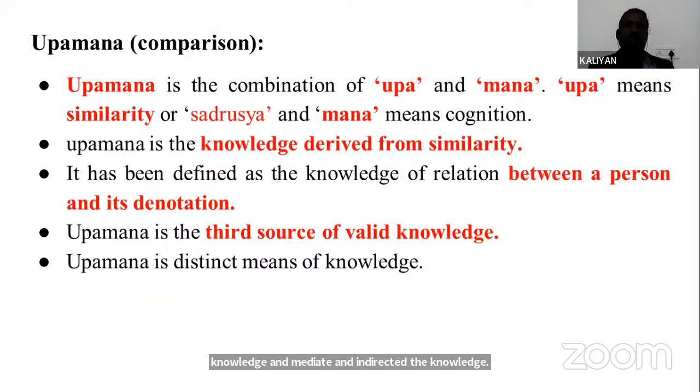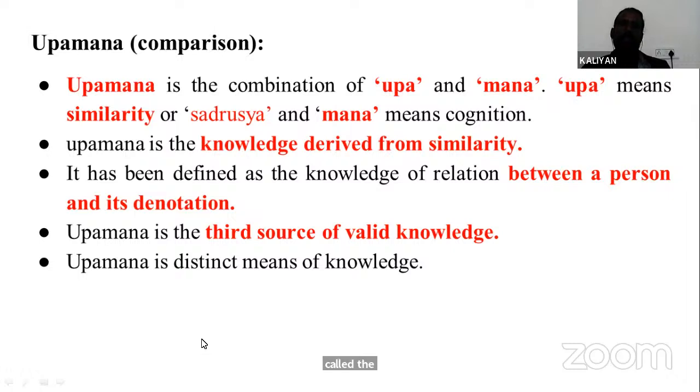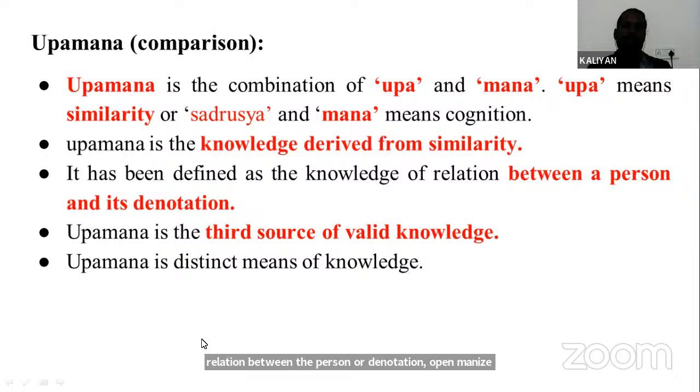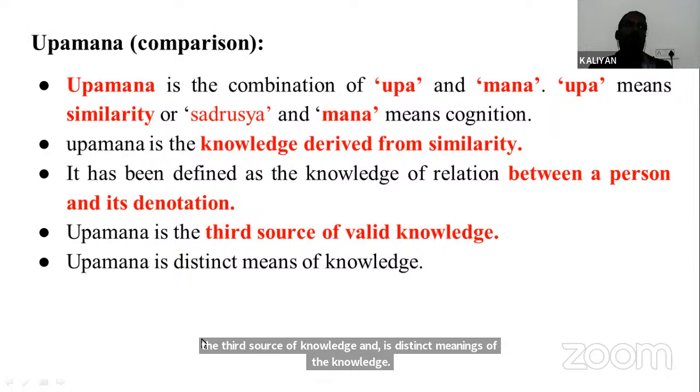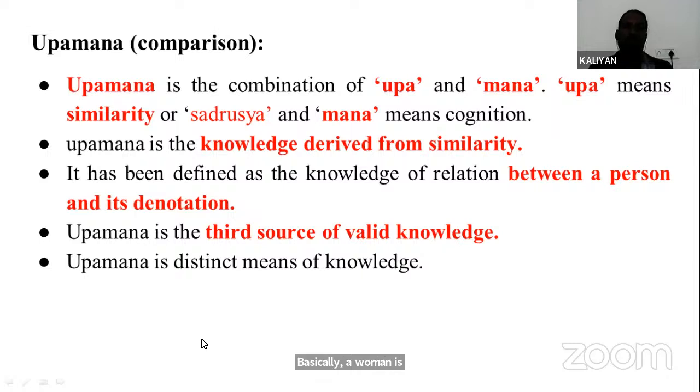Upamana means comparison. Upamana is the combination of upa and mana. Upa means similarity, and mana is knowledge and cognition. So we compare similar knowledge, and that is called upamana. Upamana is the third source of knowledge. Basically, upamana is when we compare the similarity between objects.